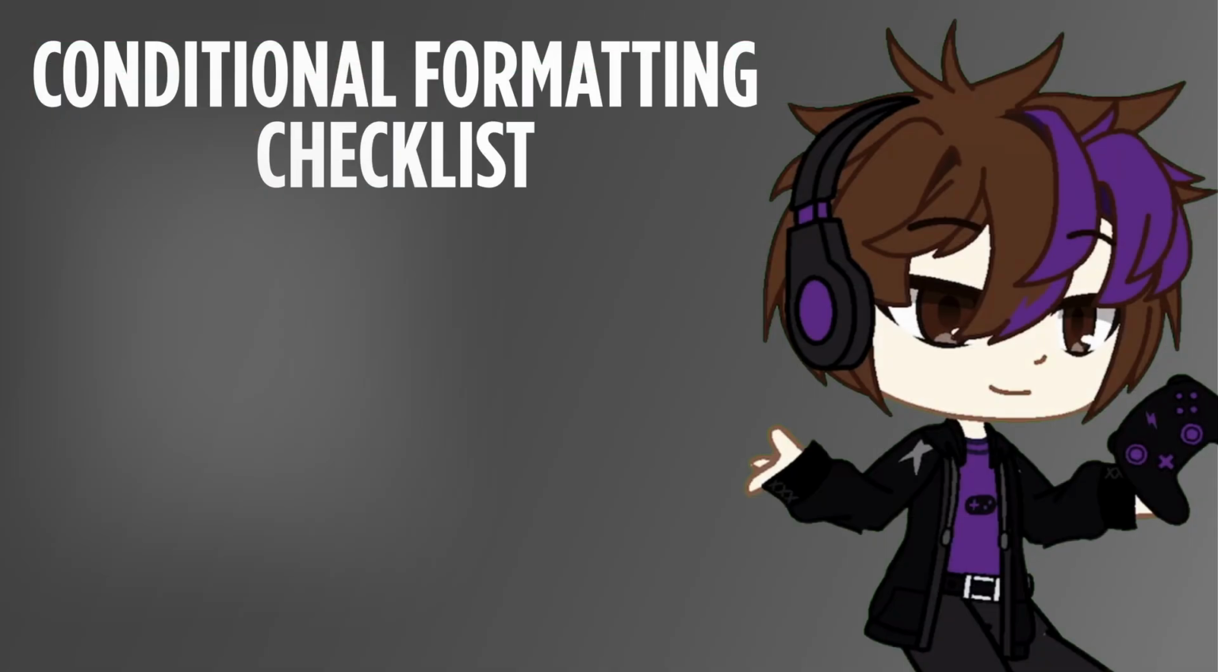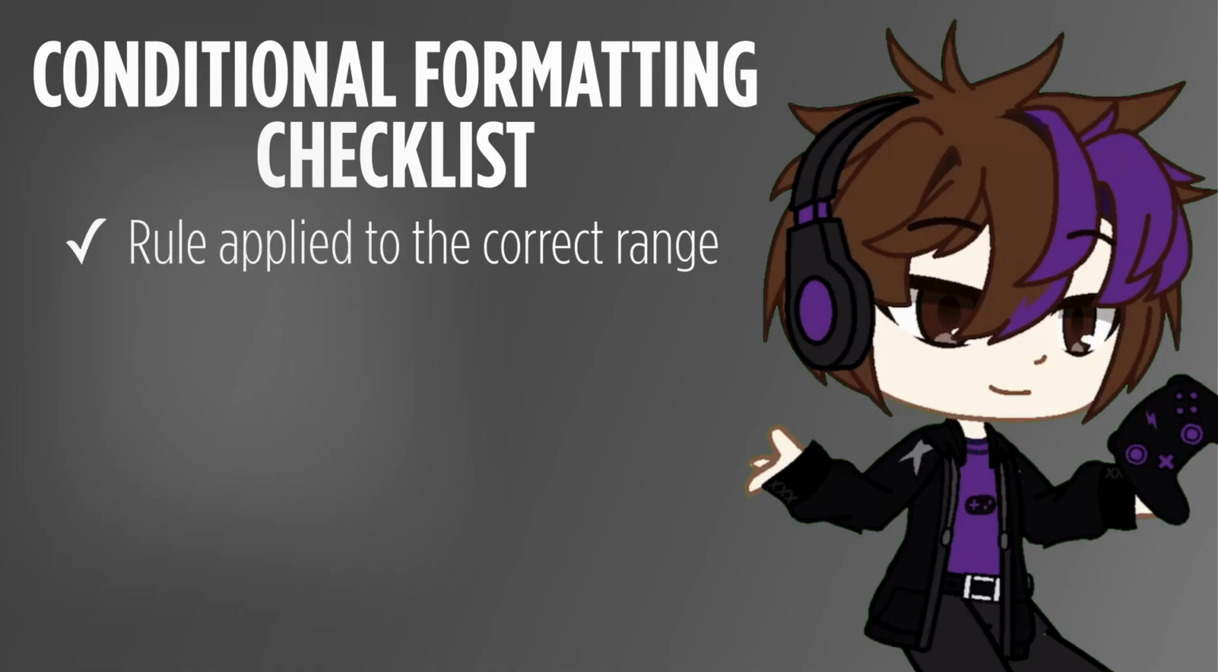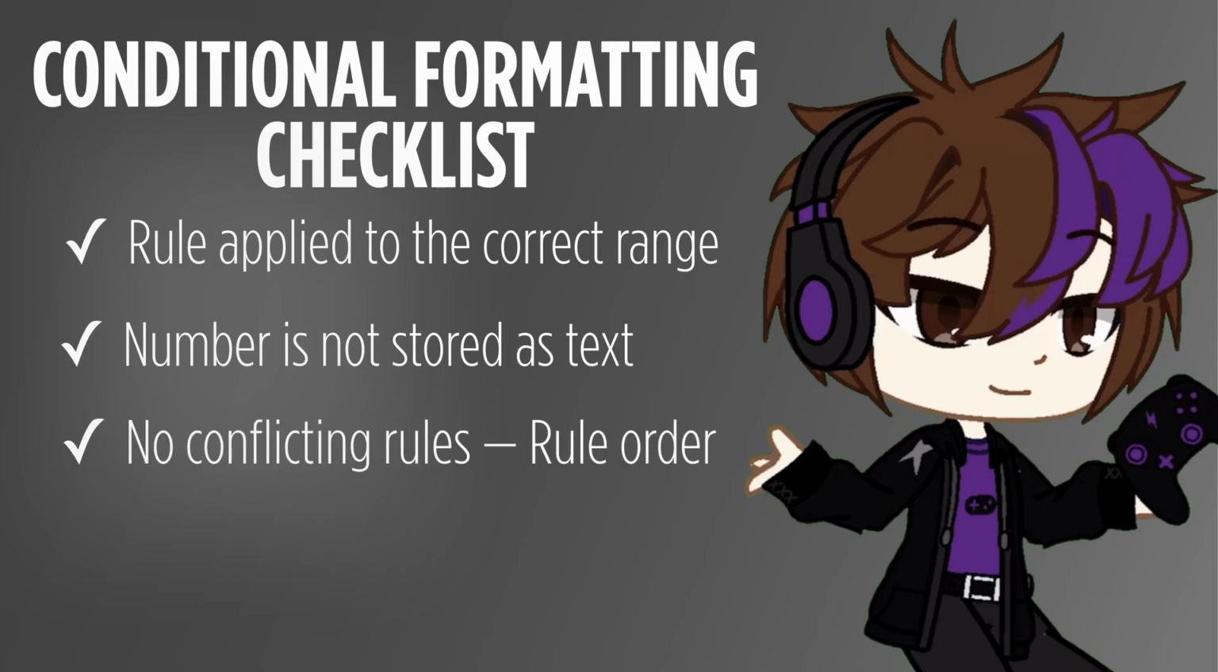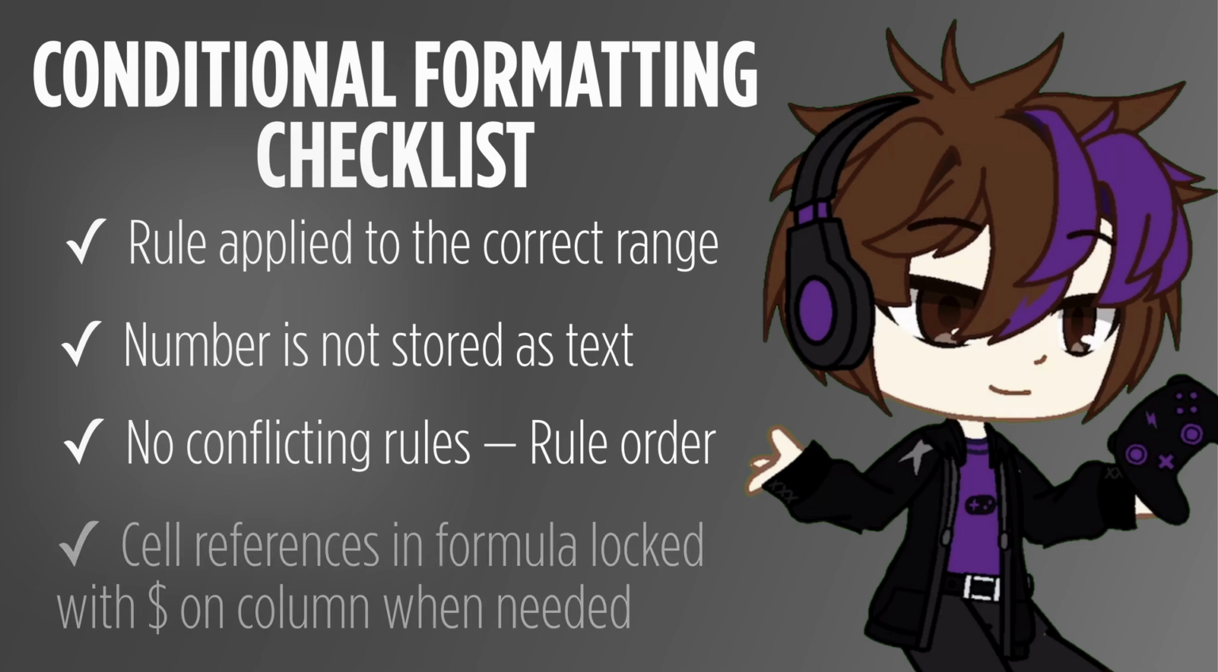So here's a troubleshooting checklist for you when your conditional formatting is not working the way you expect. First, make sure that the rule is applied to the correct range. Second, make sure your numbers are actually numbers and not stored as text. The third thing is asking, are there any conflicting rules? So check your rule order and make sure 2 rules aren't trying to be applied to the same cell. And the fourth thing is to check the cell references in your formulas to make sure that they're correct.